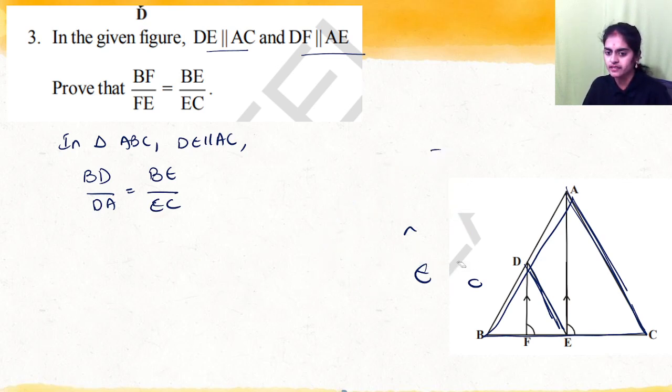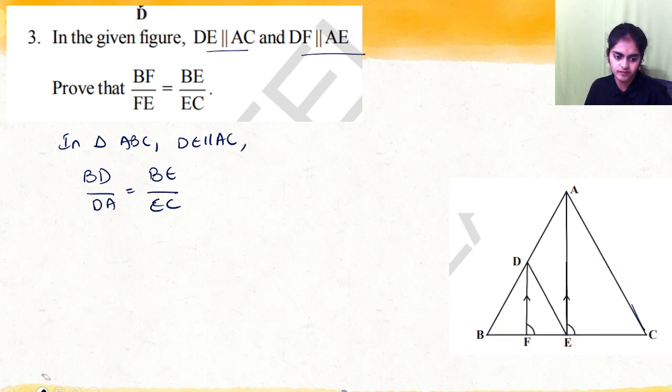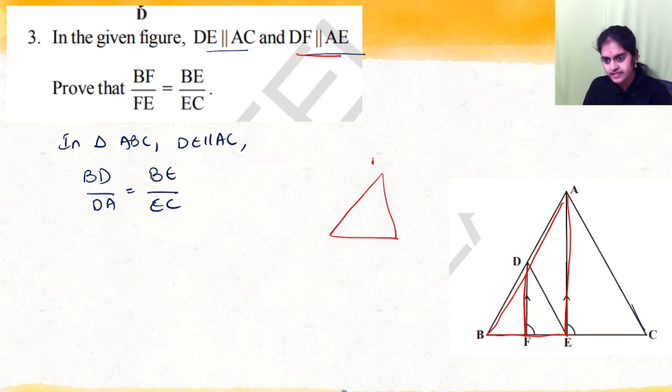See the next point given in the question. DF is parallel to AE. Where is DF? This is DF. This is AE. With DF and AE, I cannot take the full triangle. AE is the base, isn't it? With that, I can only take this triangle. So we have the triangle like this: A, E, D, F, B. So DF is parallel to AE.